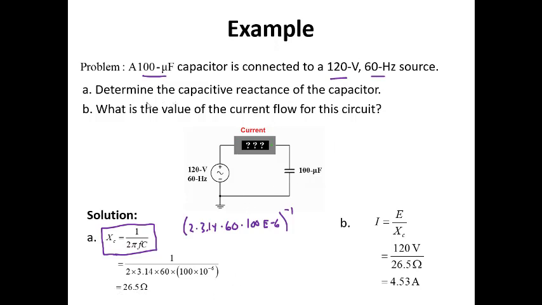The next part asks what's the current. They're going to use this formula: current equals voltage divided by X sub C. So we take 120 volts divided by 26.5, and we would get 4.53 amps.